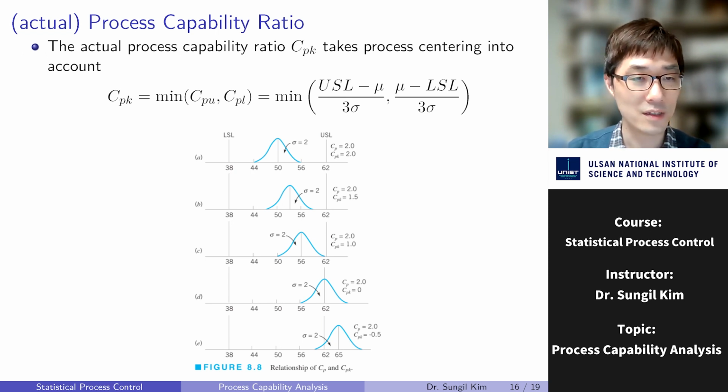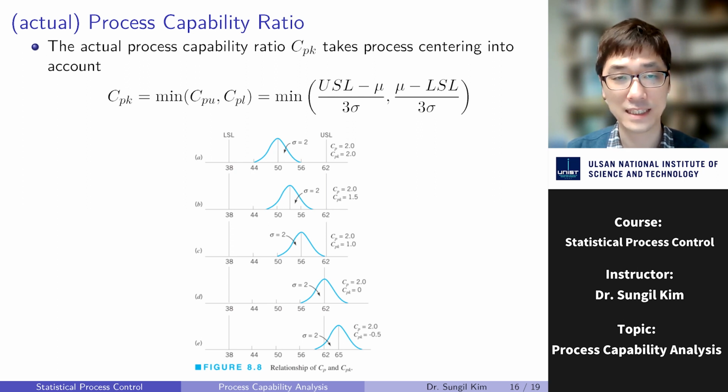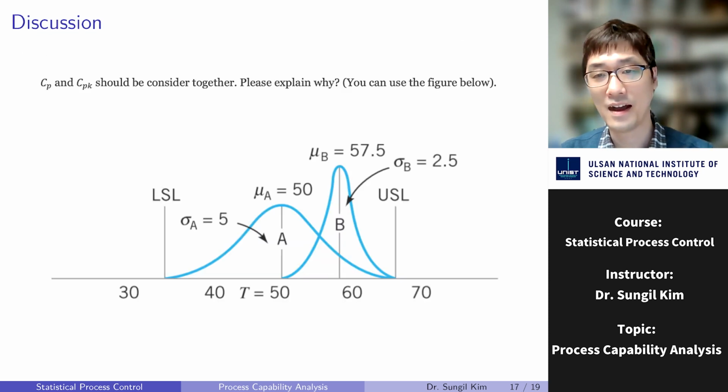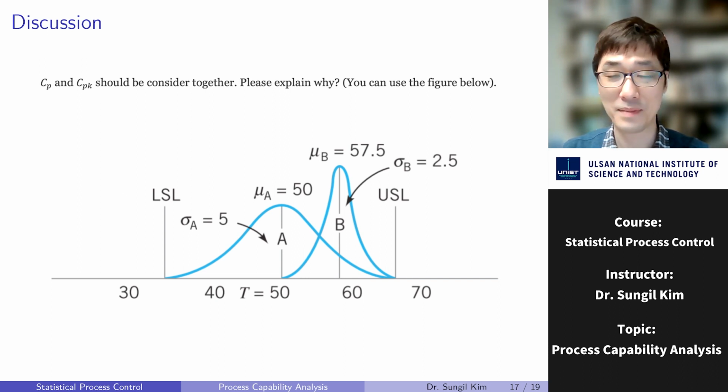These figures show 5 processes having the same characteristics except the process mean. As we pointed out, the PCR values are all the same for those 5 processes. On the other hand, the actual PCR enables us to distinguish their process capability. However, it does not mean that we don't need the process capability, CP.